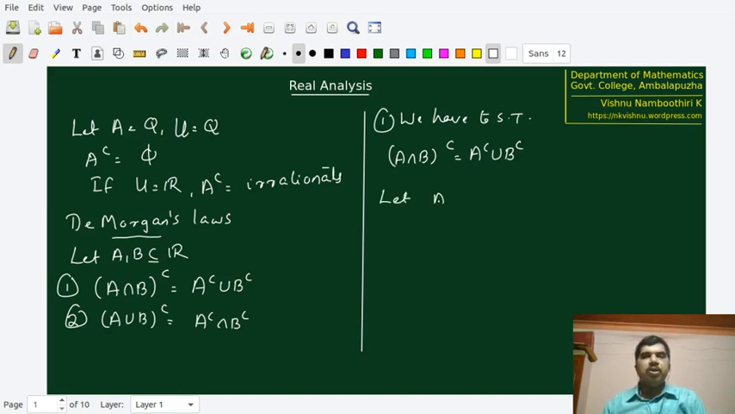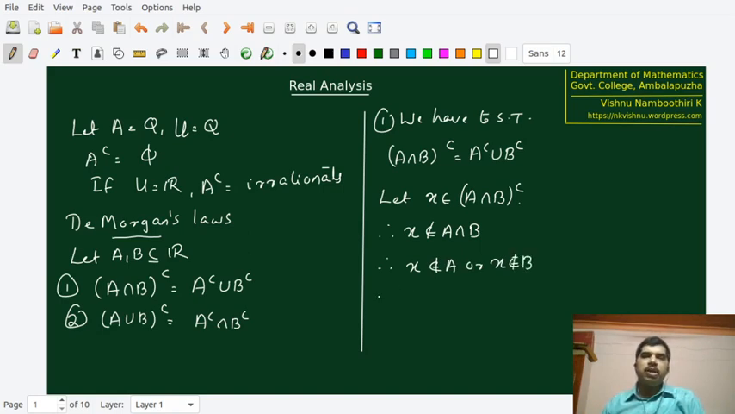Let X be an arbitrary element in (A intersection B) complement. We will finally show that this X belongs to A complement union B complement. Since the X we have chosen is arbitrary, this is the usual mathematical way of saying that (A intersection B) complement will be a subset of A complement union B complement. So we have chosen X from here. Therefore, X is in the complement means that X is not in A intersection B. That means X is not in the intersection, which means that X is not in A or X is not in B. X cannot be in both. That's the only thing. So X not in A or X not in B.